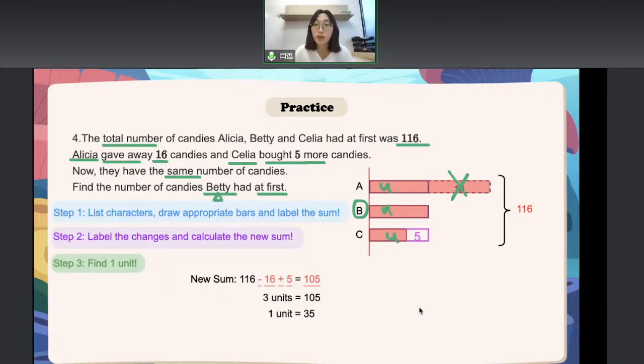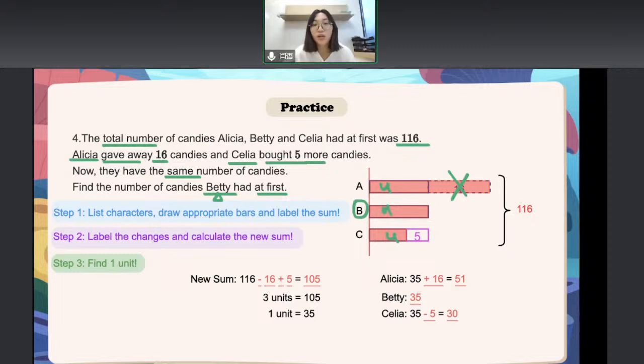And also, if the question asks you to figure out the number of candies that each person had at first, then you just figure out. For A, it should be 35 plus 16. That is 51. For B, very easy, straightforward, 35. For C, that is 35 minus 5, because it is shorter than 1 unit, so you need to subtract 5. The answer is 30.